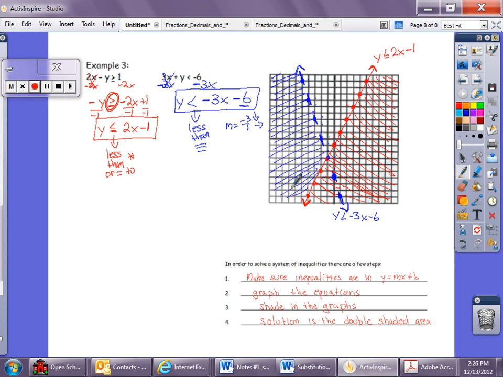And I shade, and now I'm going to double shade. So everything that's in this double shaded area represents our solution to the system of inequalities. So I'll highlight this in black again. So this area right in here represents our solution to our system of inequalities. And that's how we graph our inequalities to find our double shaded region, which is our solution to the system of inequalities.